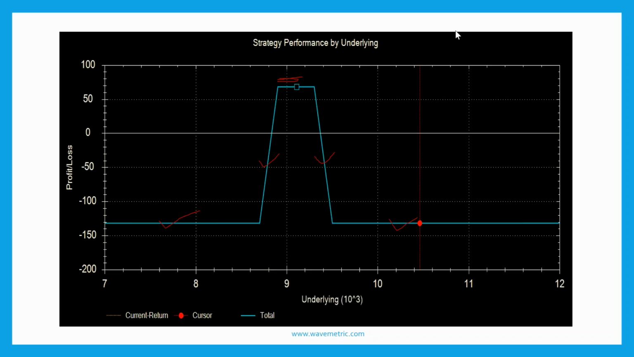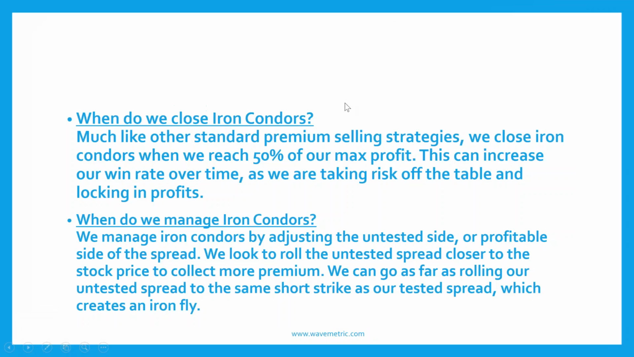This applies to neutral and monthly strategies. So when do we close our iron condors?